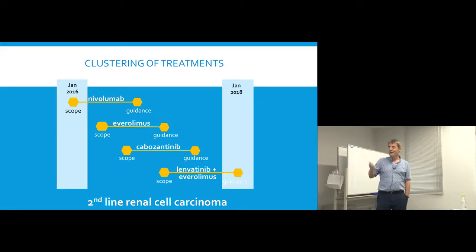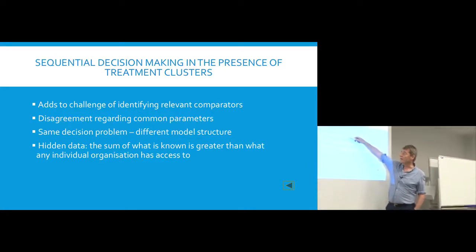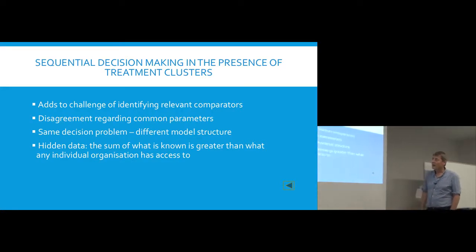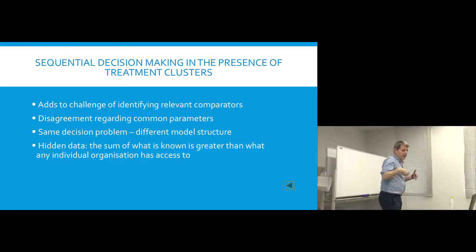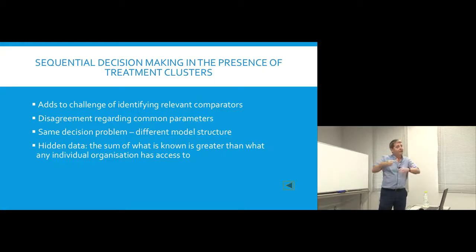But of course, the case is being made by different manufacturers. And manufacturers tend to make the case as strong as it can be for their own product. So there is frequently quite a lot of disagreement about these common shared comparators. All these cases, they're all looking at the same decision problem. This was an example of second-line metastatic renal cell carcinoma. Frequently, they've got different model structures. And again, that makes comparison harder.